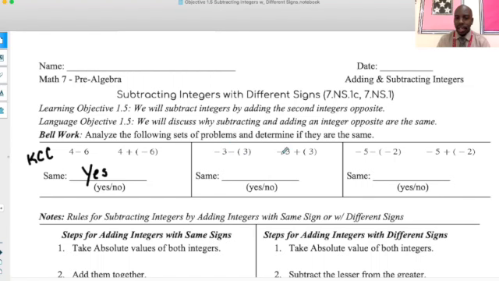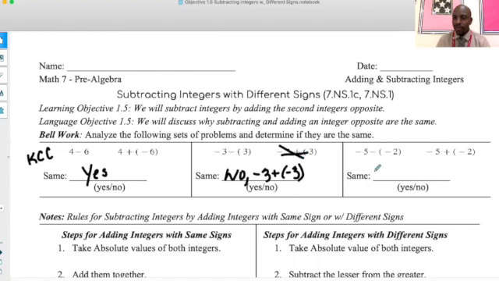Now for the second one here, negative 3 minus 3. Is this the same as negative 3 plus 3? I would have to say no. What would this be written as addition? It would be keep negative 3, change minus to plus, and change that positive 3 to a negative 3. This would give us our keep, change, change, but notice that there is a difference between the two of them. So this one is not right.